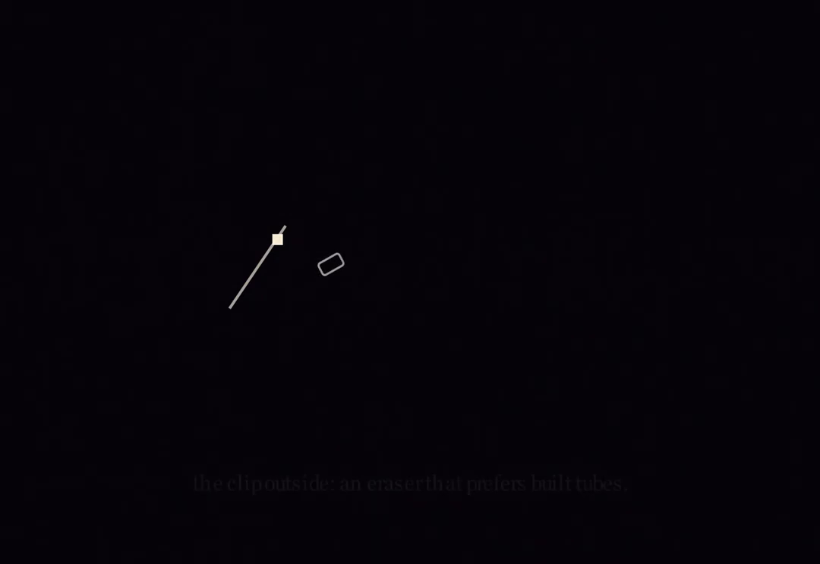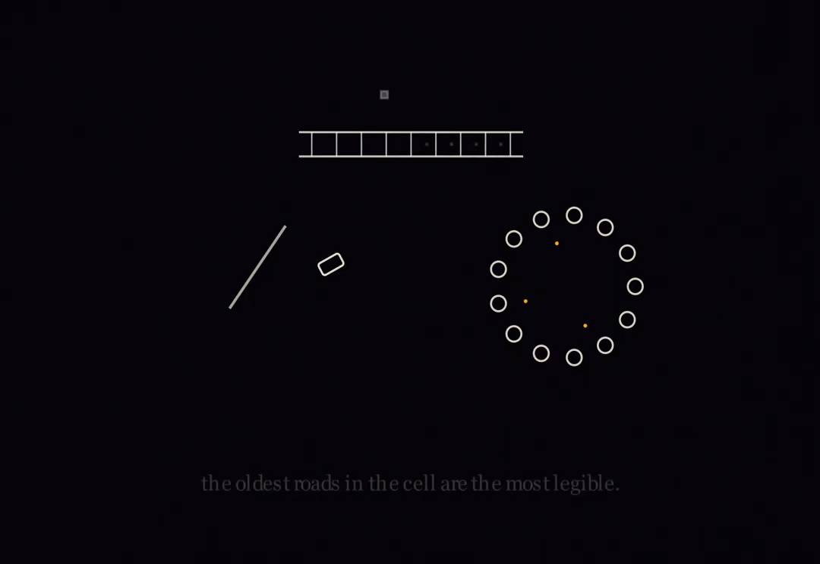This is the second age signature in this account, and the two are worth setting side by side. The clip outside is cut by an eraser that prefers built tubes. The vinegar mark inside is laid by a writer that works too slowly to bother with young ones. Two different enzymes, two different surfaces, one result. The oldest roads in the cell are the most legible. And yet the two signatures are not the same kind of fact.